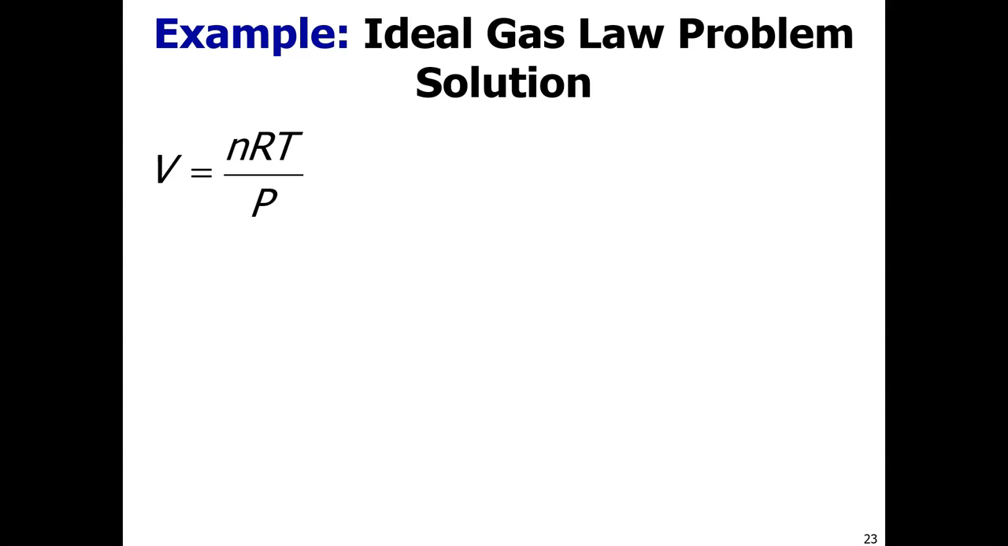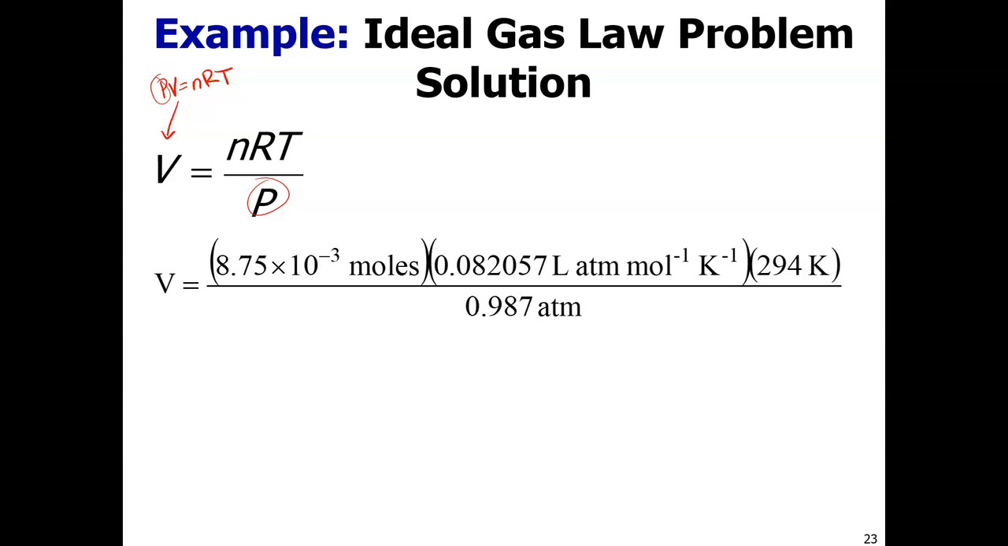Again, PV equals nRT. That is the starting point. I've solved for volume, so I've divided by P, and the next step is to plug in all those values that I just defined. 8.75 times 10 to the negative 3 is what I figured out for the number of moles. We have liters atmospheres per mole per Kelvin. R is the gas constant, and we have 294 Kelvin and 0.987 atmospheres.